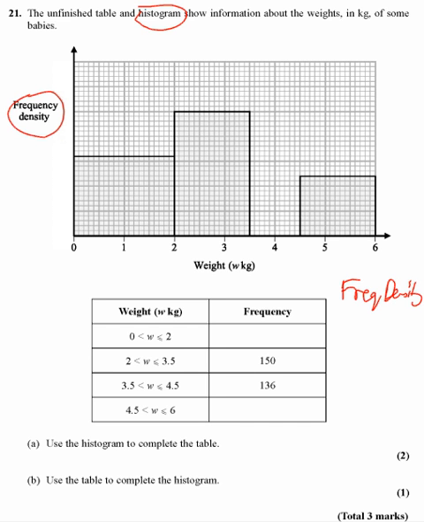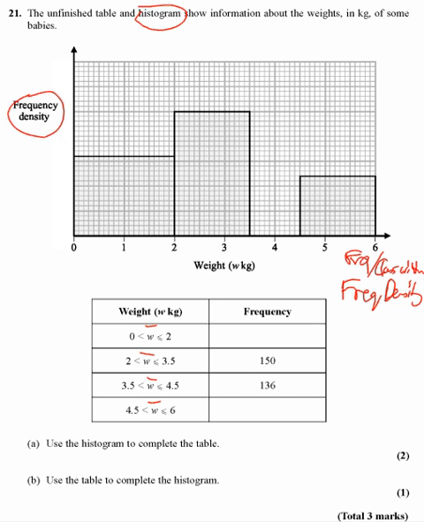how to work out frequency density. It's the frequency divided by the class width. What is the class width? It's the size of this group. So here the class width is 2, here it's 1.5, here it's 1, here it's 1.5. It's the distance between the top and bottom interval.